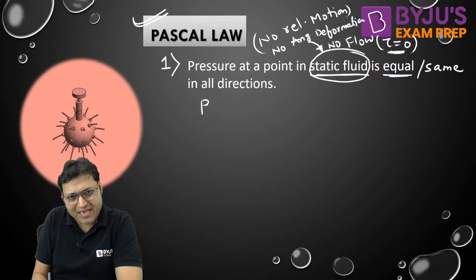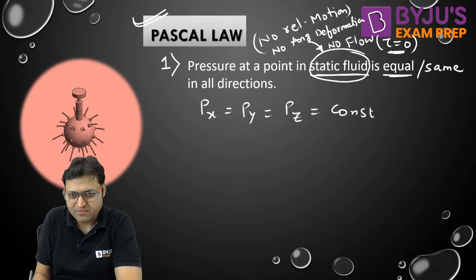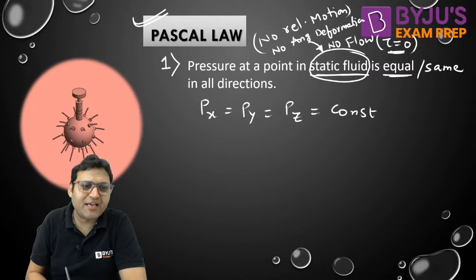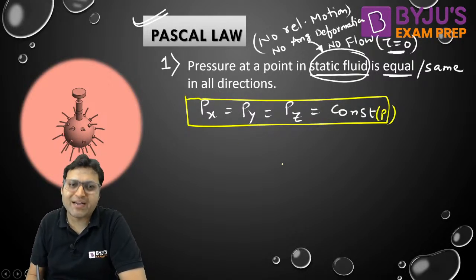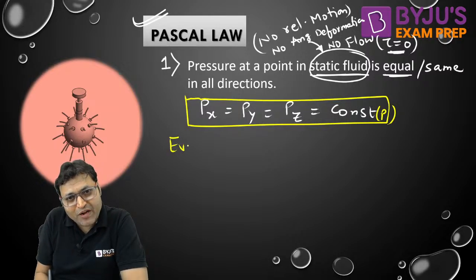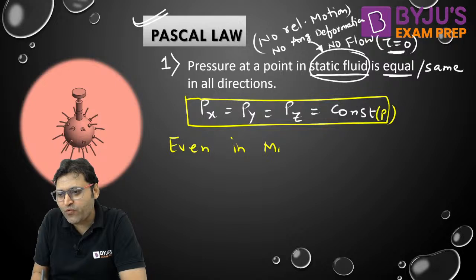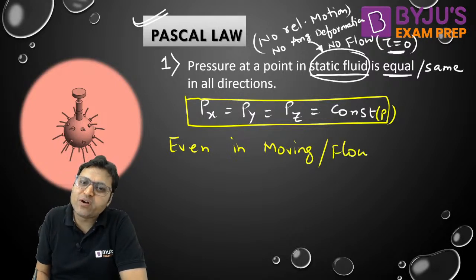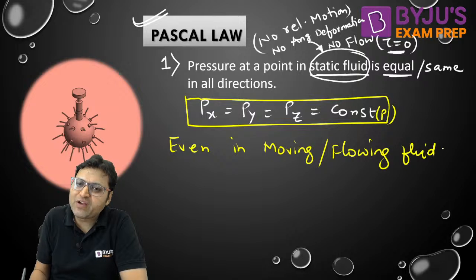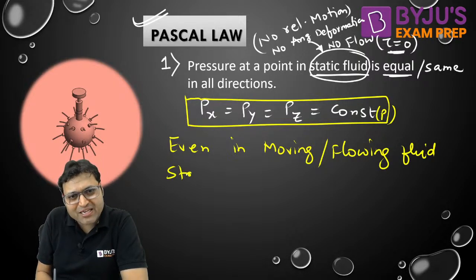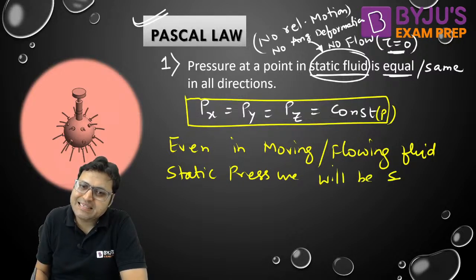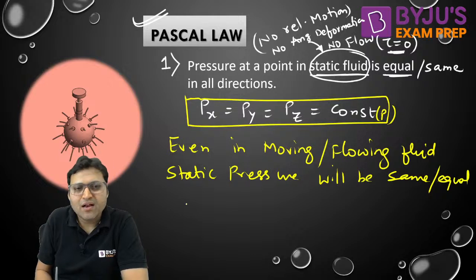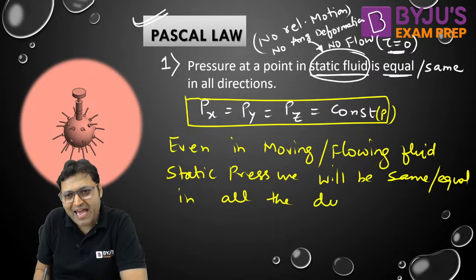It means the pressure in the x direction will be the same as the pressure in the y direction, which will be equal to the pressure in the z direction. Pressure will be the same, P. It is a direction independent quantity. Even in the case of a moving or flowing fluid, static pressure will be the same in all directions.